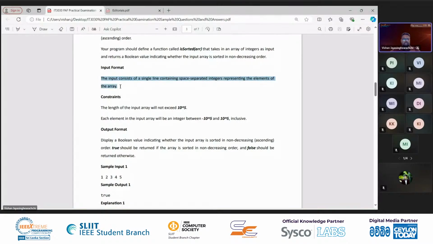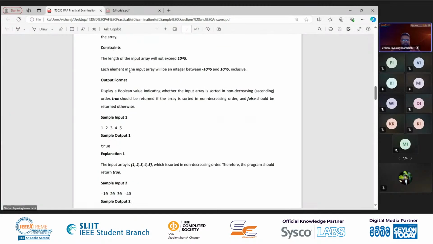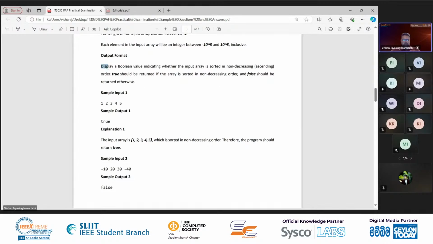Then you are given certain guidelines. What is the input format? The input consists of a single line containing space-separated integers representing the elements of the array. Then you have the constraints. The length of the input array will not exceed 10 to the power 5, so only this many integers, nothing more than that. Each element in the input array will be an integer between this range, including these numbers. Then you have been given a guideline on output. The output is either true or false, because you are supposed to output a Boolean value.